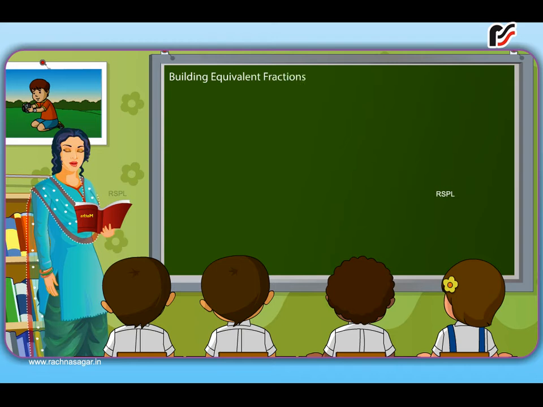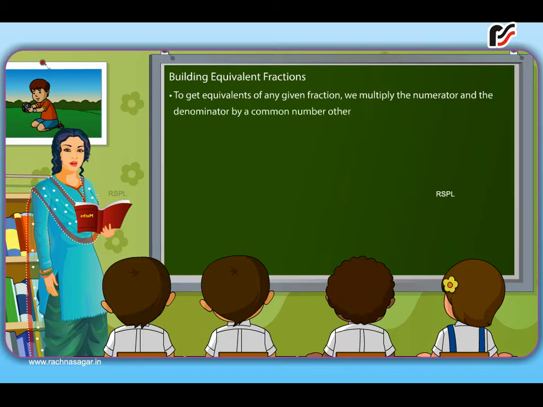Building equivalent fractions. To get equivalence of any given fraction, we multiply the numerator and the denominator by a common number other than 0 or 1. For example, find 4 equivalent fractions of 1/2. On multiplying the numerator and denominator of 1/2 by 2, we get the new fraction as 2/4. On multiplying the numerator and denominator of 1/2 by 3, we get the new fraction as 3/6.